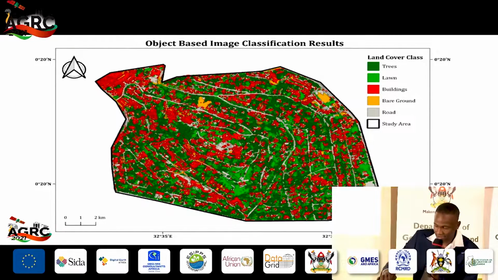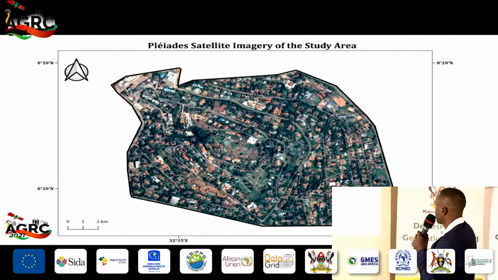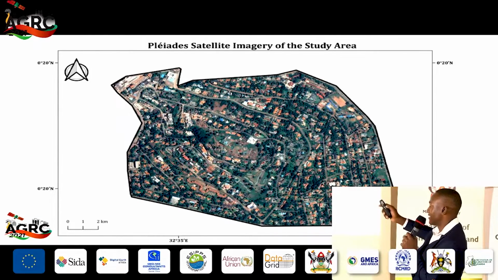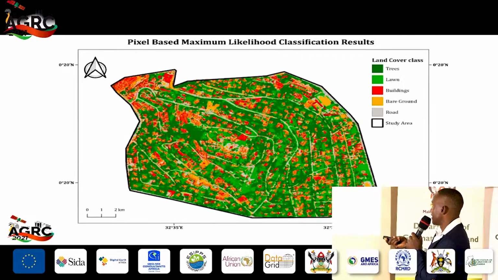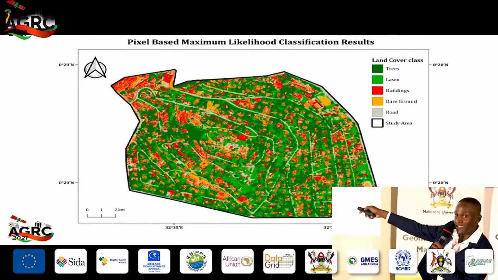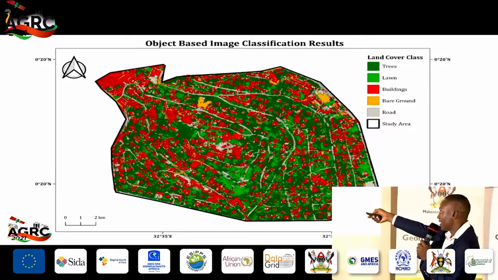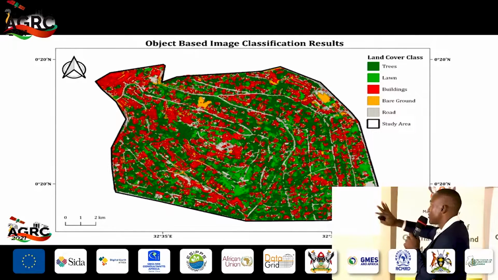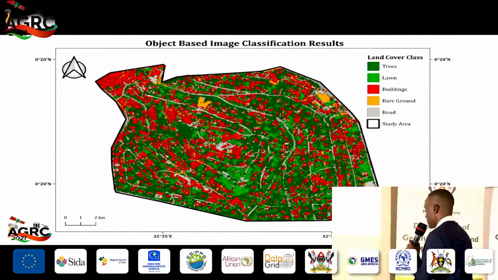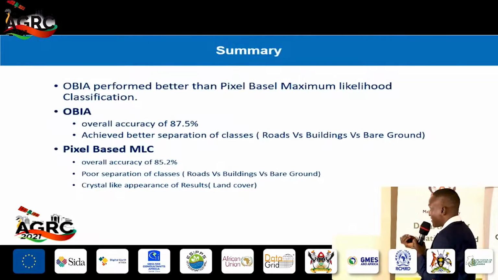So if I can take you through, you see this image? Just look at the buildings. They are distributed, but they are regularly shaped. And then look at the pixel-based. Are you seeing how the building class is confused with the bare ground? And then when you look at OBIA, wow, you can't just imagine. The buildings are already classified in their class, yeah.